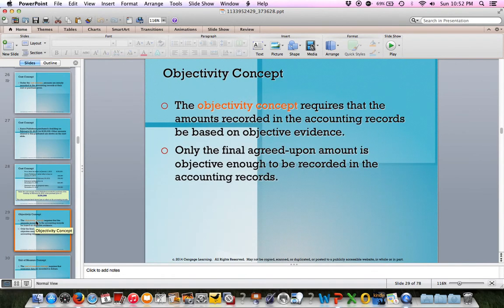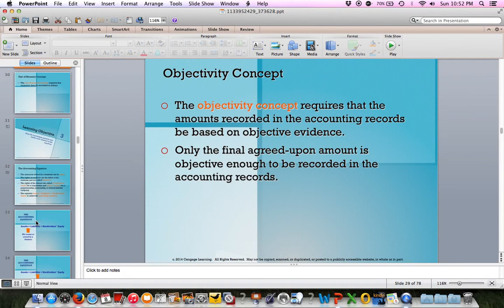Objectivity basically just means that accounting records are recorded based on the evidence given, okay? And only the final agreed upon amount is objective enough to be recorded. So there's all this data about this negotiation, but ultimately what it boiled down to is we agreed on $150 for the purchase price, and that's what should be recorded in our accounting records.